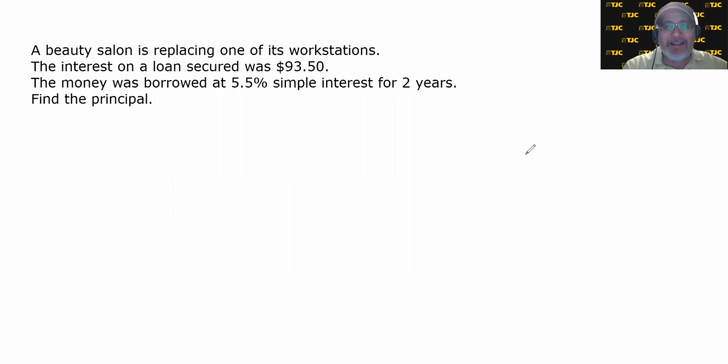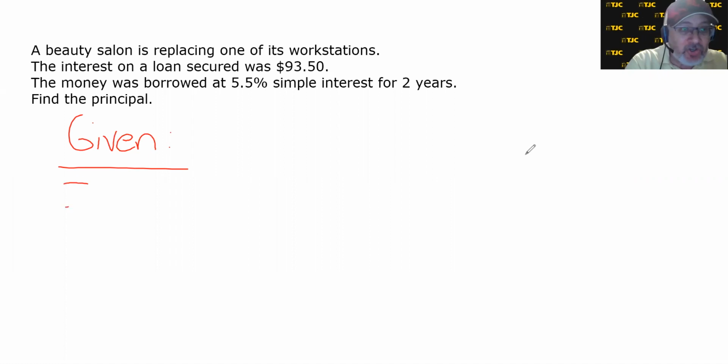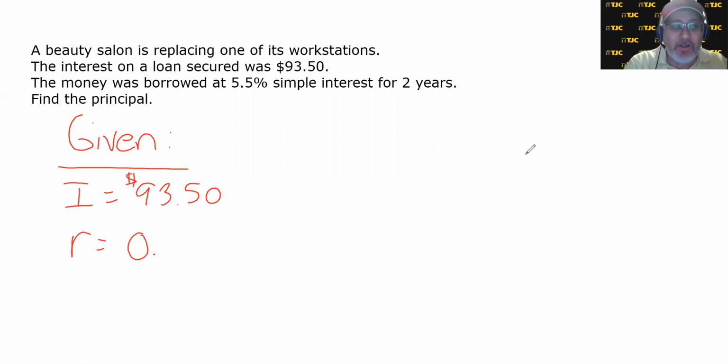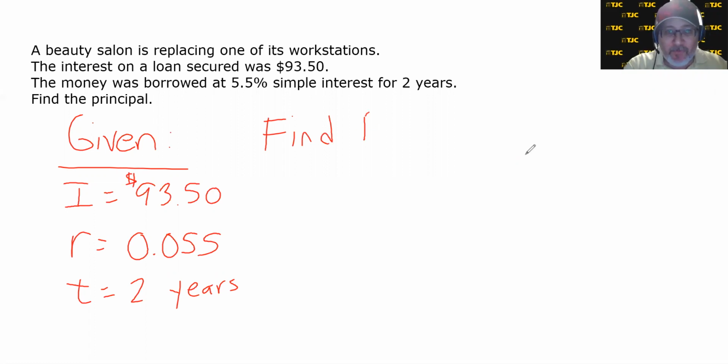The interest was $93.50. So this is what we were given. By the way, a lot of math problems can be boiled down to: what have I given you, and what do I want from you? We were given that the interest was $93.50. We were also given a rate of 5.5%. Let's go ahead and make it a decimal, 0.055. And the term was 2 years. And we're being asked to find, point blank, the principal.